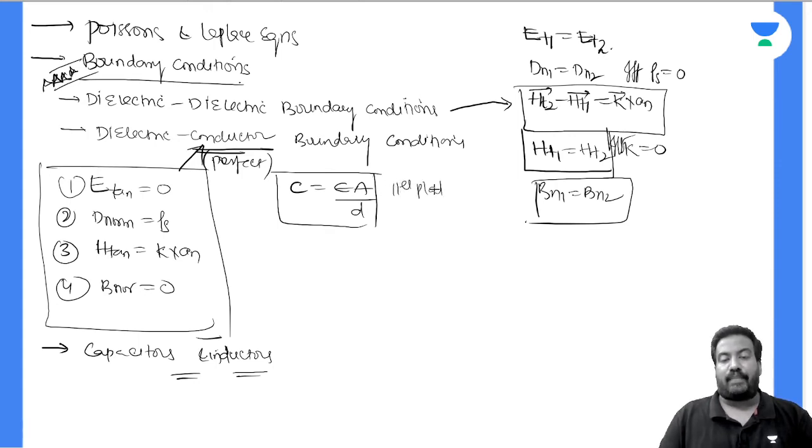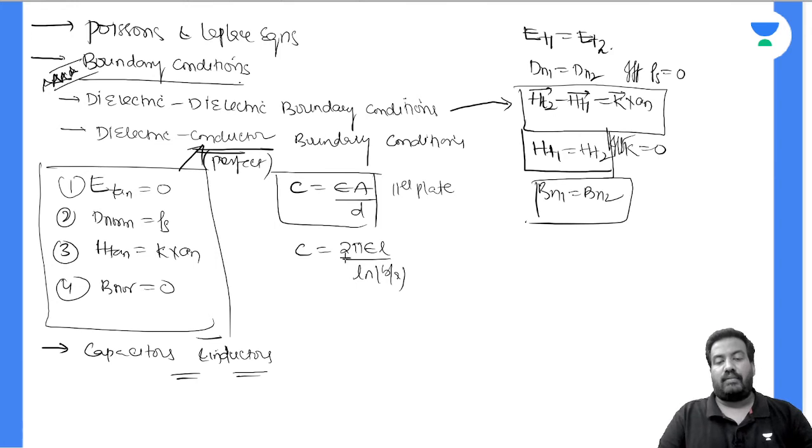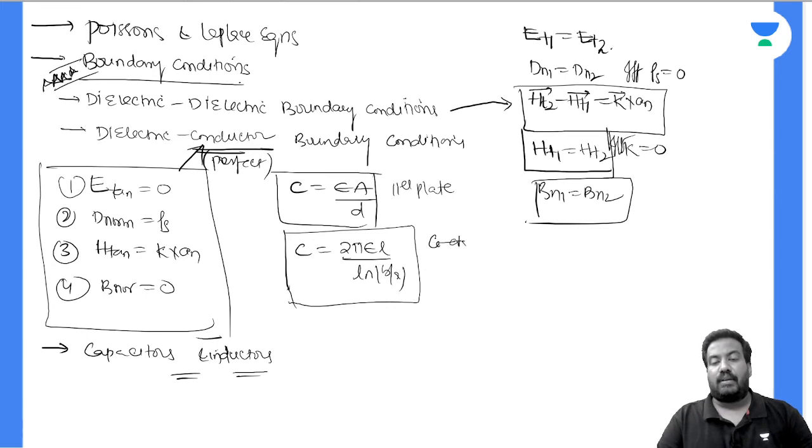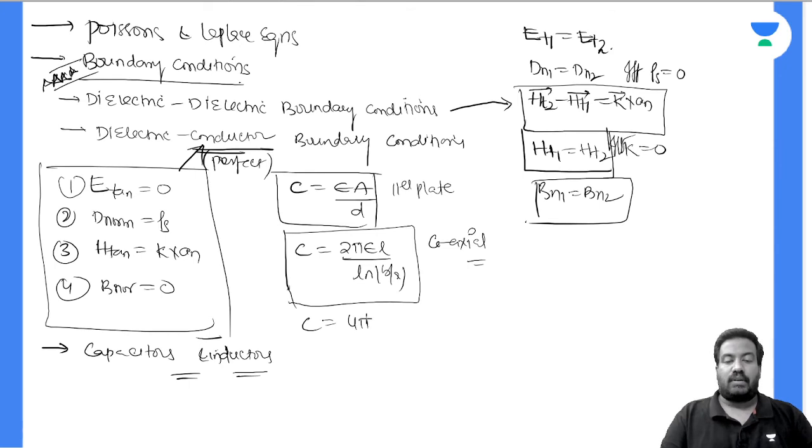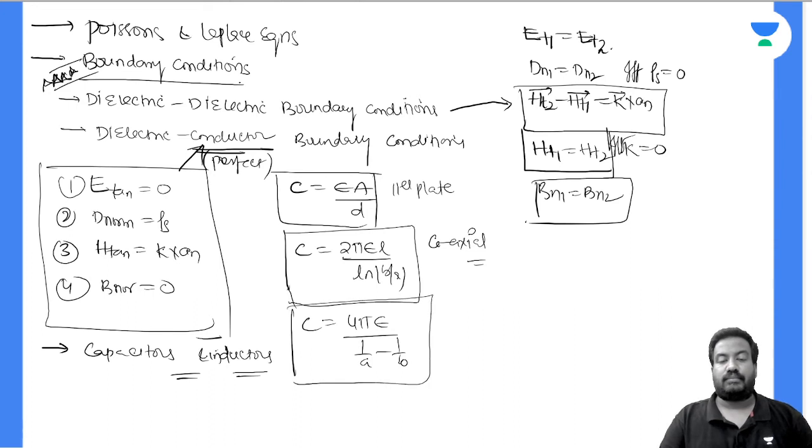For parallel plate capacitor, for coaxial cable, we got 2 pi epsilon L by ln of b by a. a is the radius of the inner cable of the coaxial cable, and b is the radius of the outer cable. For spherical capacitor, capacitance is 4 pi epsilon by (1 by a minus 1 by b), where a is again the radius of the inner conductor, and b is the radius of the outer conductor. This is what we have discussed in static field theory.